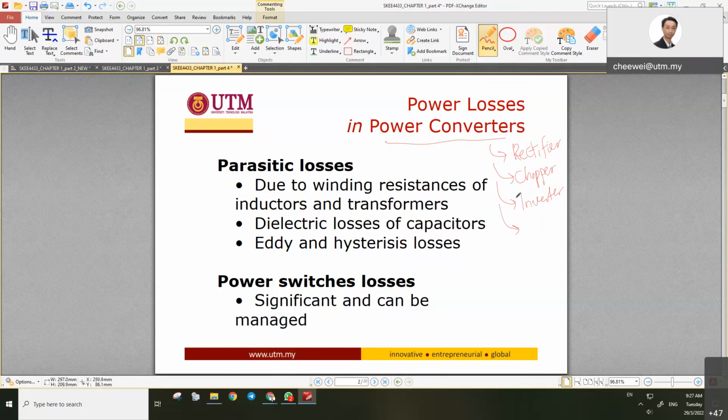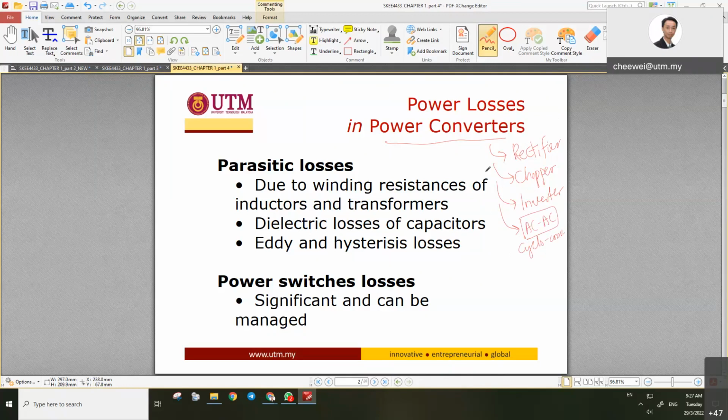One more. Quiz time. Fill in the blank. What is that? AC to AC. What's the name? Cycloconverter. Thank you. So these are the converters.